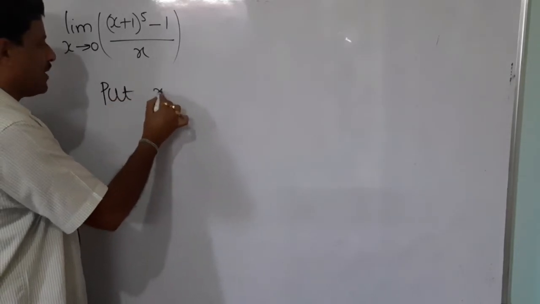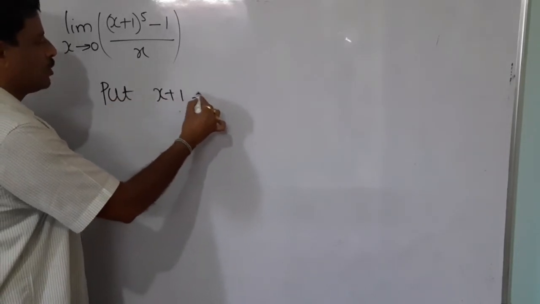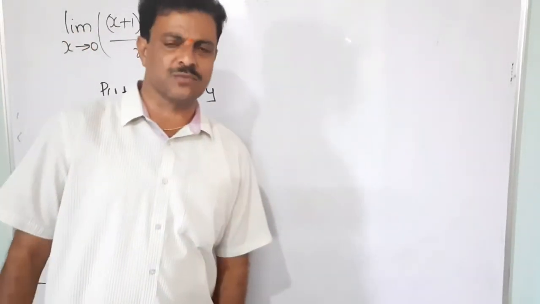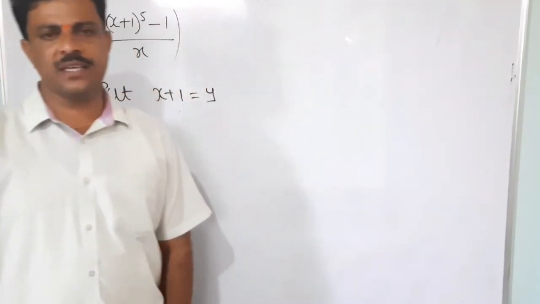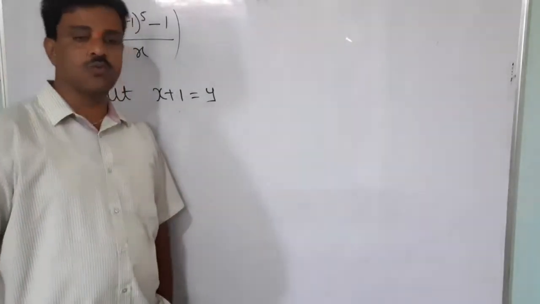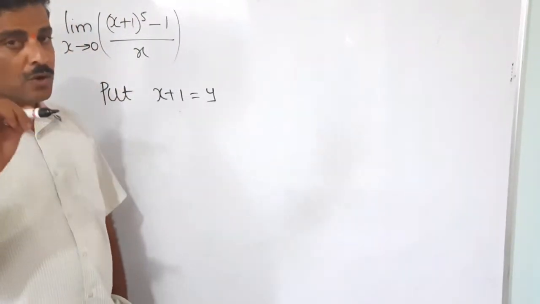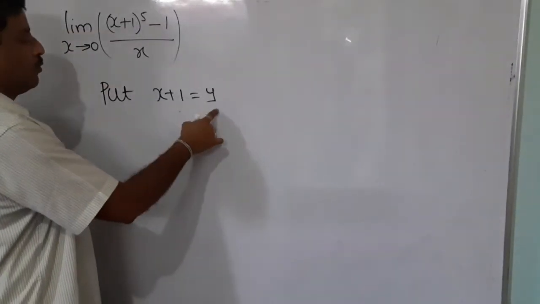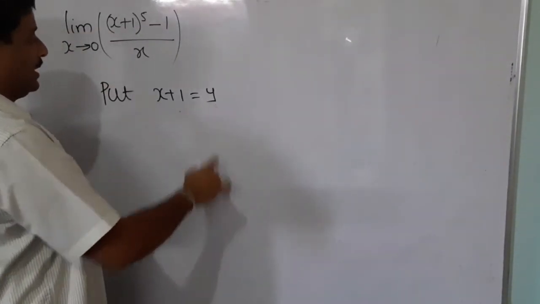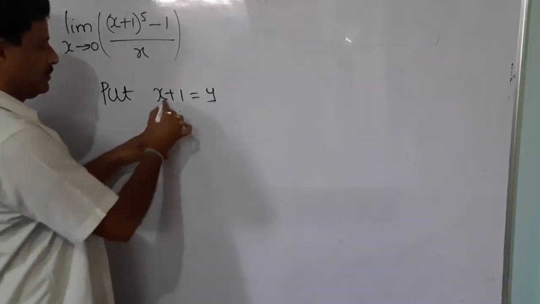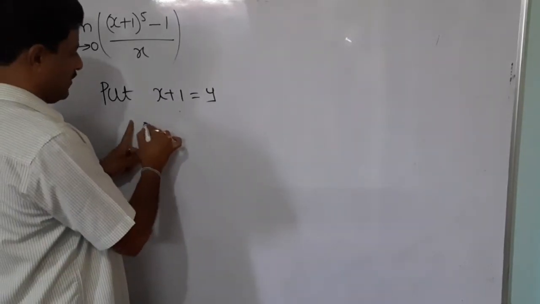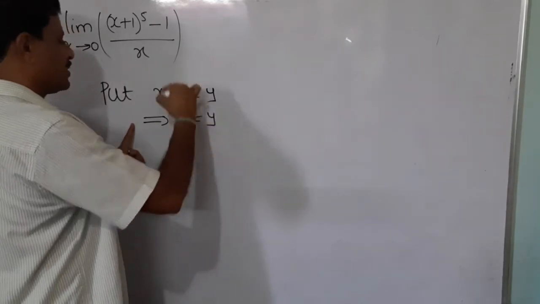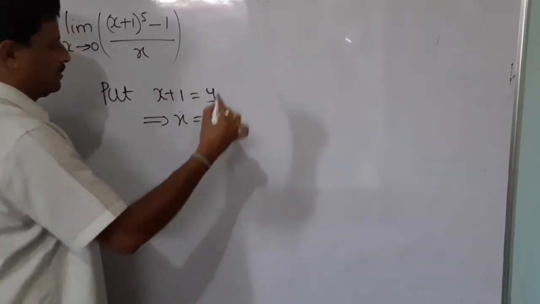x plus 1 is equal to y. You can take y, a, or anything. So here I am taking x plus 1 is equal to y. So x plus 1 is equal to y, then x is equal to y minus 1.